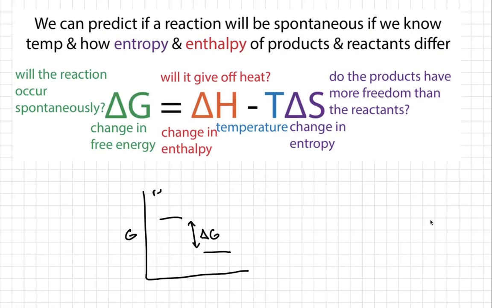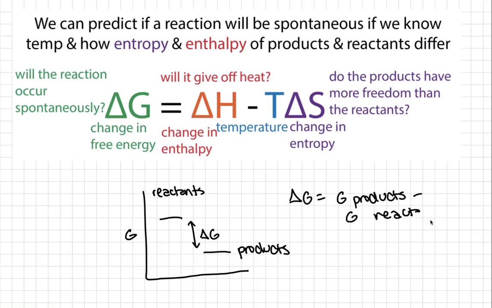So this would be your reactants and your products. And then delta G equals the G of the products minus the G of the reactants. And this is a state function. So what it means is that anything could be happening in between these reactants and the products.